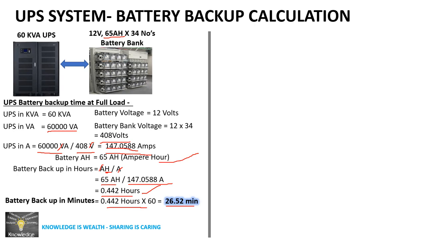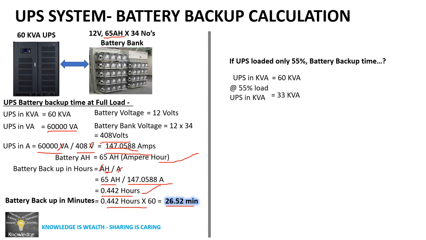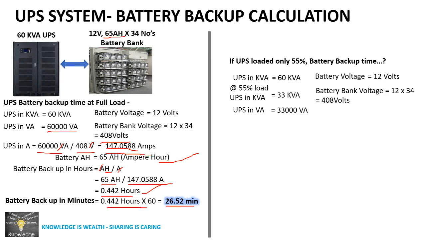So a 60 kVA UPS at full load connected with a 65 Ah, 34 number battery bank will give you around 27 minutes backup. So what if this UPS is loaded only 55%? What will be our battery backup time? The capacity of the UPS is 60, and if it is loaded with 55%, it is 33 kVA. So 33 kVA in VA is 33,000 volt ampere.